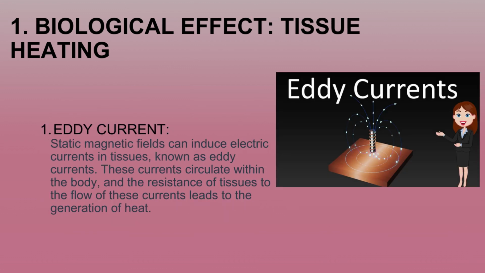Second, eddy current. Static magnetic field can induce electric currents in tissues known as eddy currents. These currents circulate within the body and the resistance of tissue to the flow of these currents leads to the generation of heat.